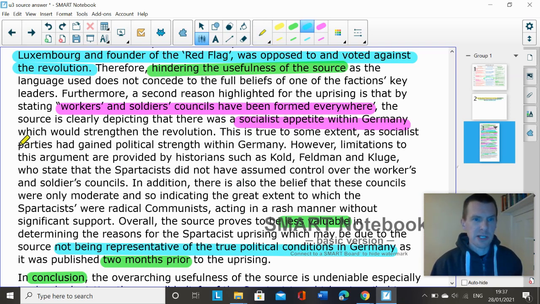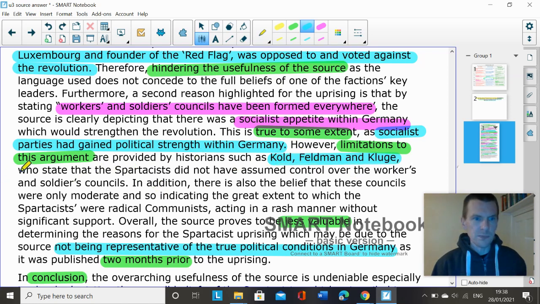This is true to some extent. The socialist parties had gained political strength within Germany. But then they're going to evaluate it. However, so they said true to some extent. Here's the evidence for that. However, limitations to this argument. Oh, it's not quite as true as it might seem. We know that, in fact, they've said that historians such as Kold, Feldman, and Kluger, this is them reading Stephen Lee's article on this, state that the Spartacists did not have assumed control over the workers and soldiers' councils.